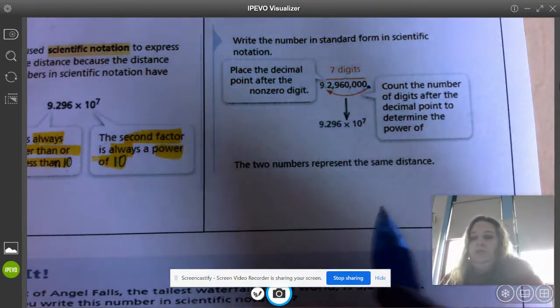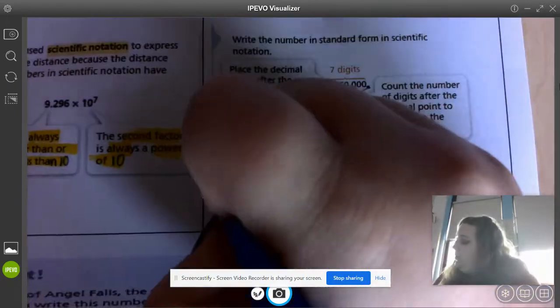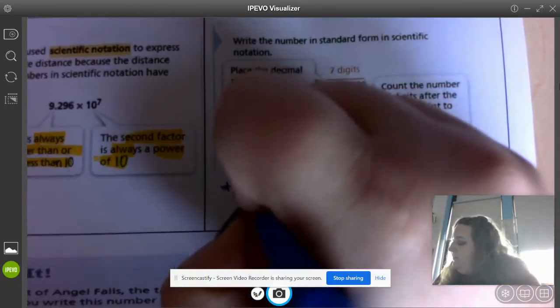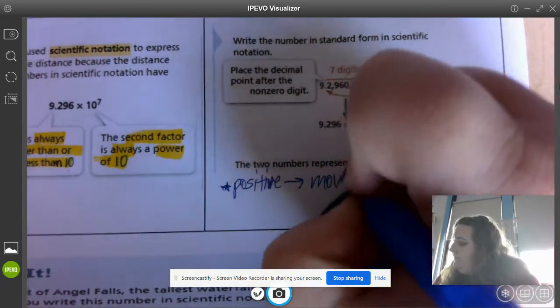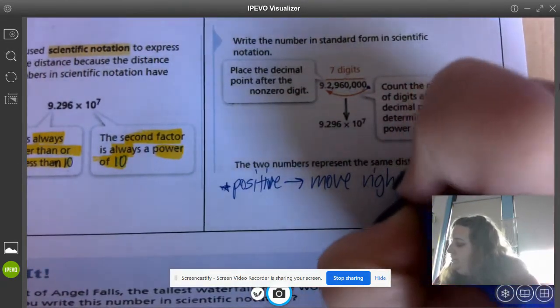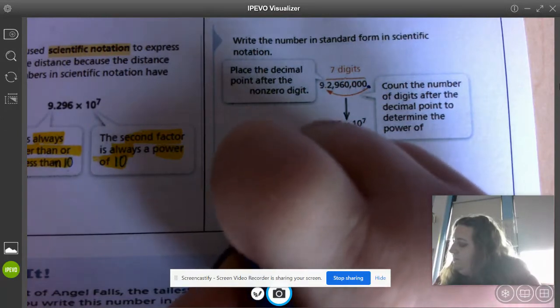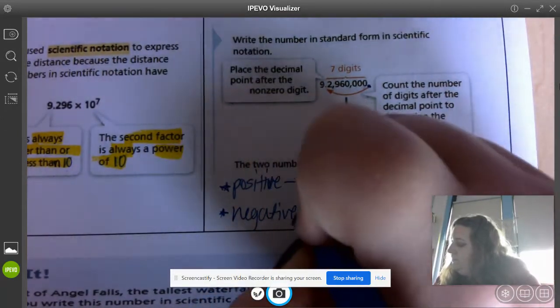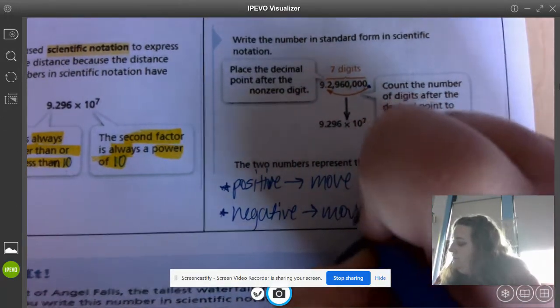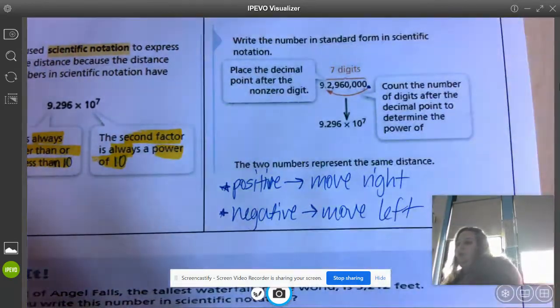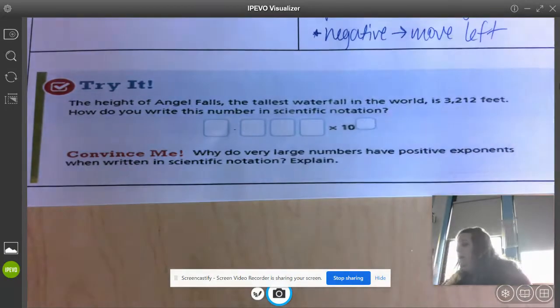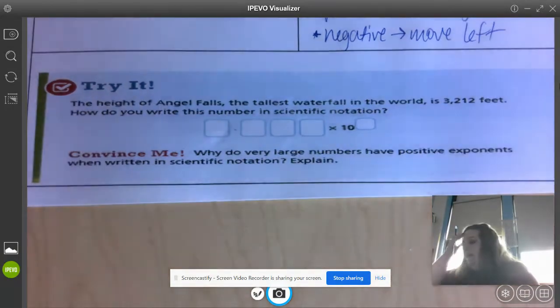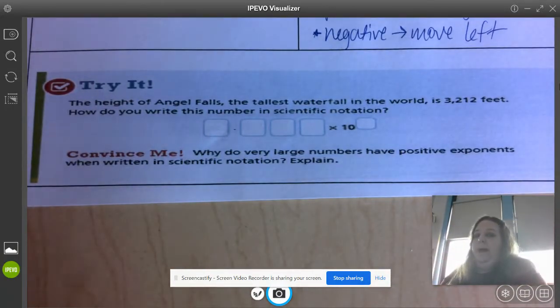Okay. So the two numbers represent the same distance. So when it's positive, move right. When it's negative, move left. Okay. So I want you to pause and try this example where you write this number here in scientific notation, then come back.